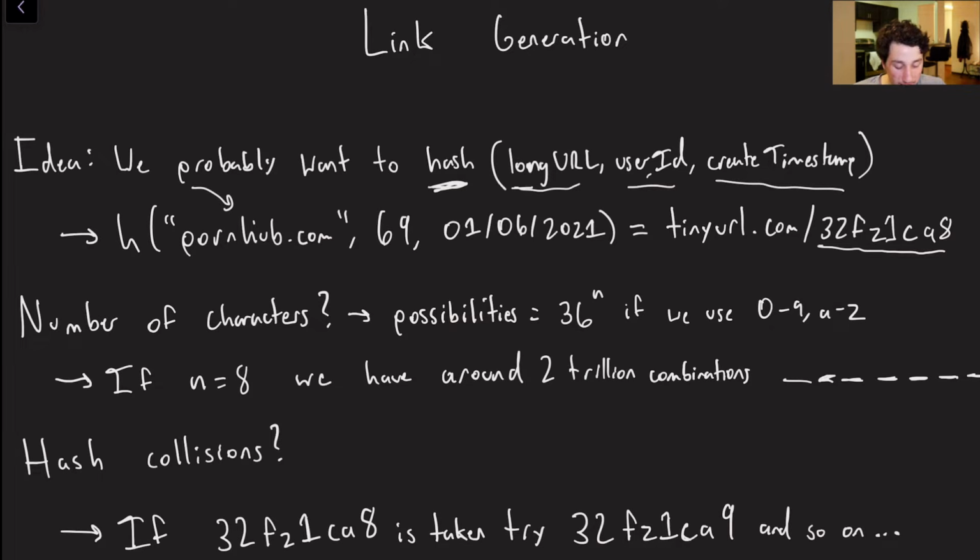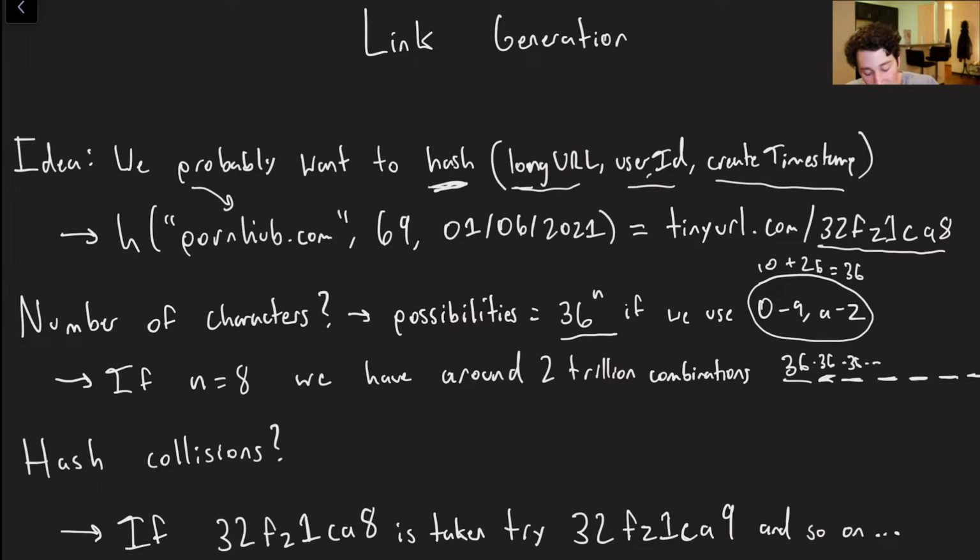And so the question we should now be asking ourselves is how many characters do we actually need in our hash result? Well, assuming that we're using 0 through 9 and A to Z, that gives us 10 plus 26 equals 36 possible choices per character. And so as a result, per slot we have 36 times 36 times 36 times so on, which is 36 to the n combinations, where n is how many characters we're going to generate.